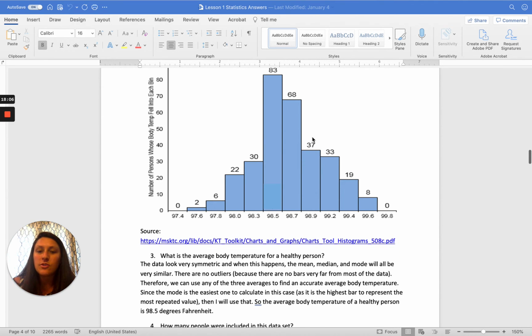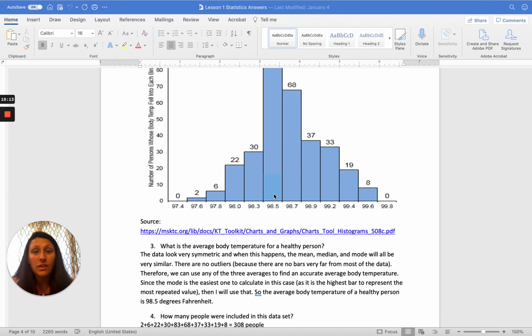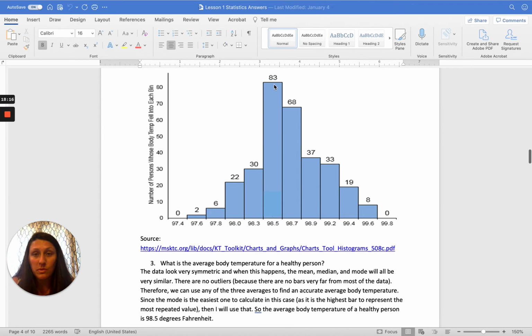So when you have a symmetrical data set like that, the mean is going to be very close to the median anyway. So I would either use the median, or even in this case, the mode, because the mode is the most repeated number. And I can see the most repeated number is right here because 83 people have this body temperature. And because this looks like it's the center, the mode is going to be very close to the median and very close to the mean when you have a symmetrical data set like this. So if it were me, I would do this very quickly, and I would say the average body temperature looks to be about 98.5, and if you ask me what measure I'm using, the mode, the most repeated number.